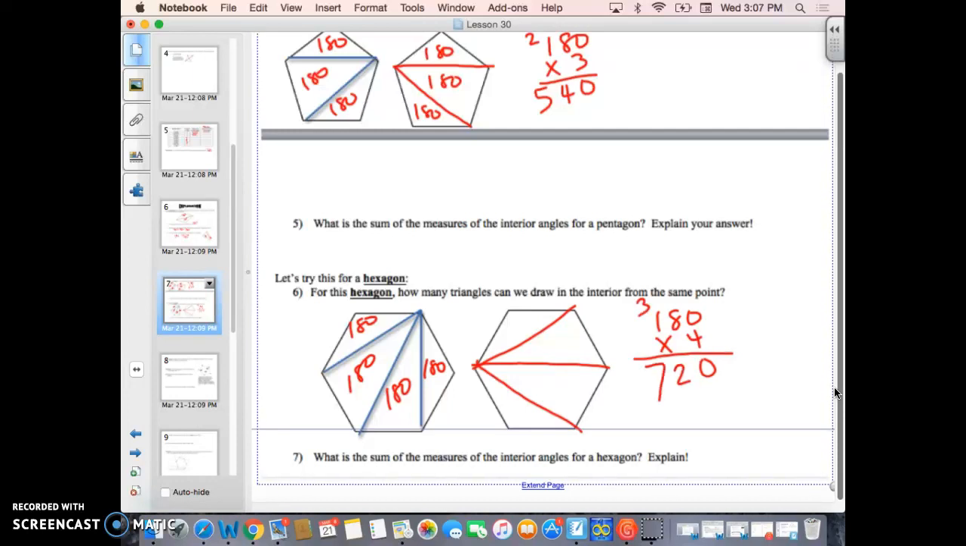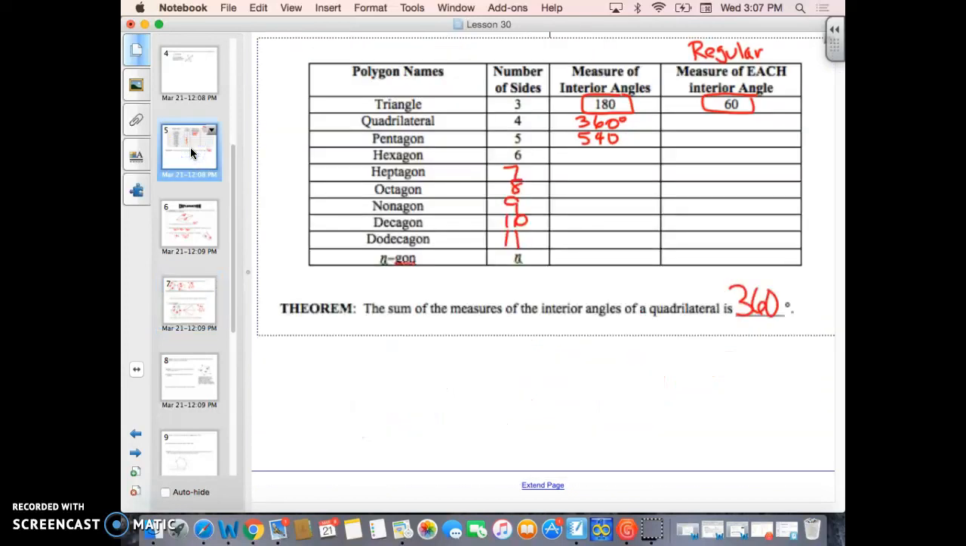That's 720. Does anybody see the pattern? Hopefully you're thinking, what is the pattern here? So what you should notice is that we took the number of sides minus 2 and multiplied it by 180.